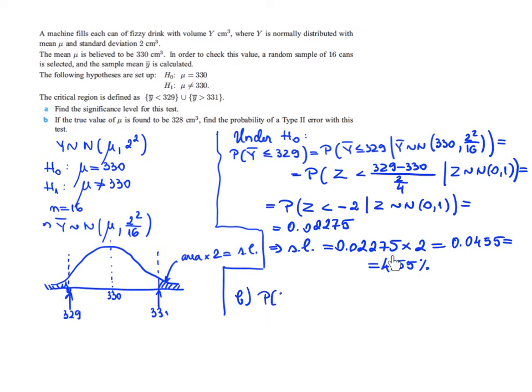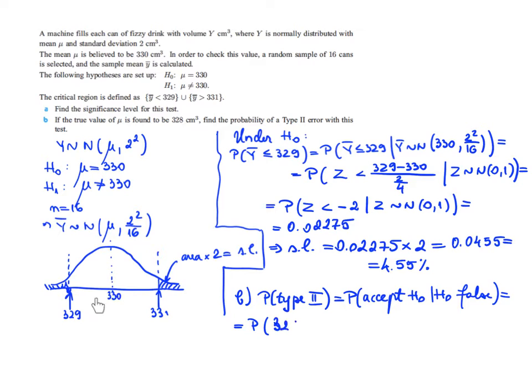Okay, so let's look at question B. Now, 4.55 is your answer to question A. Probability of a type 2 error. So I write the definition. I always write the definition to make it clear to myself what I need to find. When do I accept H0? When I'm in the acceptance region. So between 329 and 331.